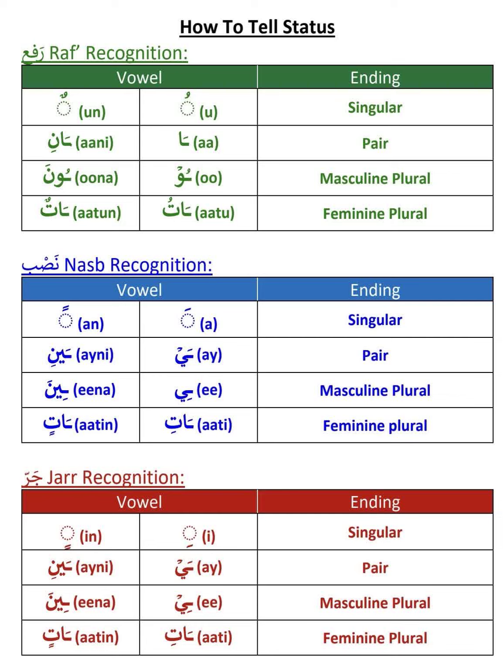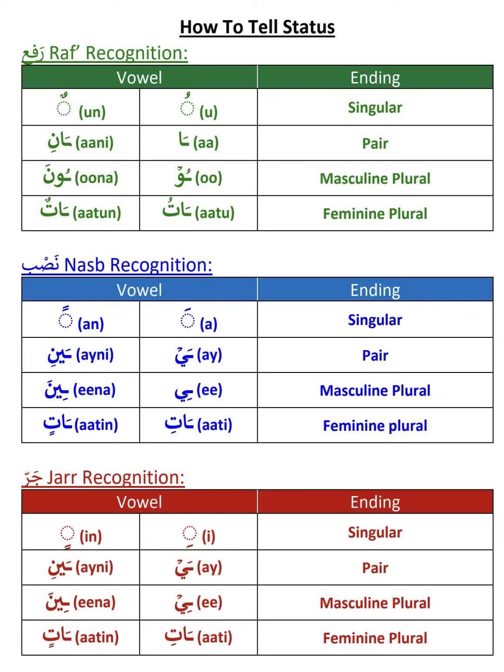It's very simple. Ba with dhamma is bu, ba with dhammatain is bun, ba with zabar is ba, ba with double zabar, which we also call fatahatain, is ban. Ba with kasara is bi, ba with kasaratain is bin. This is basic knowledge, a simple thing. Based on these sounds, we can understand the rafa, nasab, jar status. This lesson is that easy, and that's why I want to explain with the sounds how to understand the status.